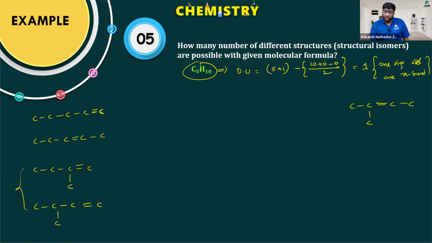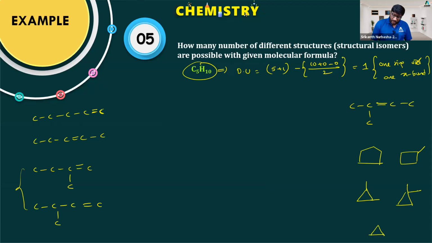And we can have one pi bond or one ring. One ring is also possible. So I can have cyclopentane. I can have cyclobutane with 1 methyl. In the cyclobutane, 1 methyl can be placed on any carbon. All of them are the same. In the cyclopropane, I can have 2 methyls like this, 2 methyls on the same carbon.